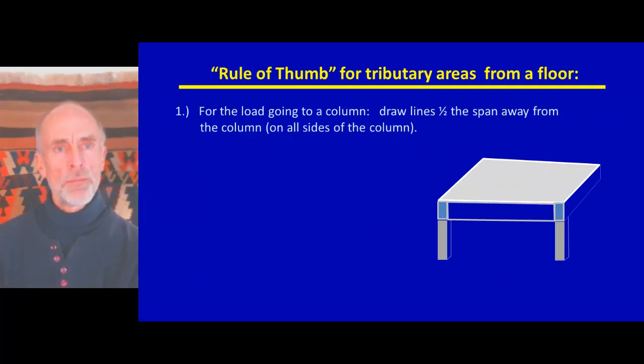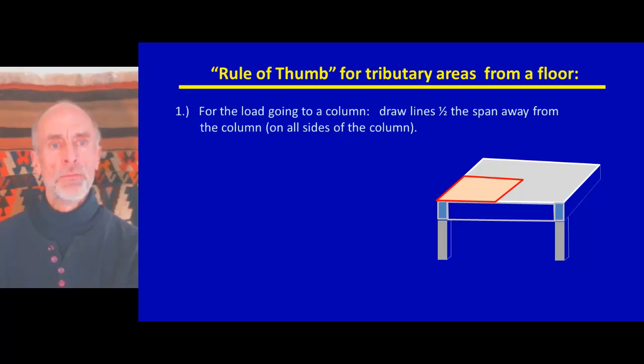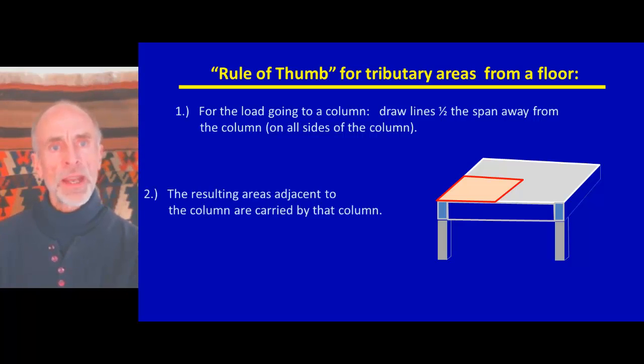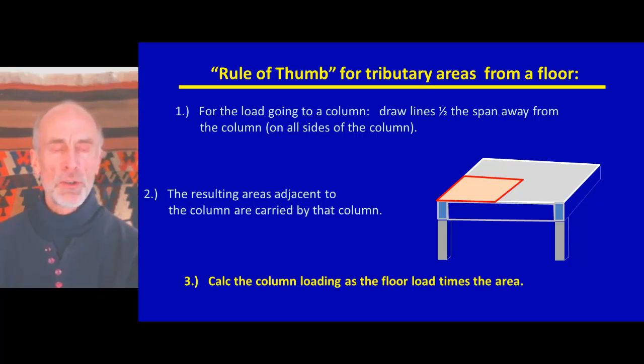The third rule of thumb is for columns. For the load going to a column, draw lines 1/2 the span length away from the column on all sides of the column. The resulting areas adjacent to the column are carried by that column. Calculate the column load as the floor load times the area.